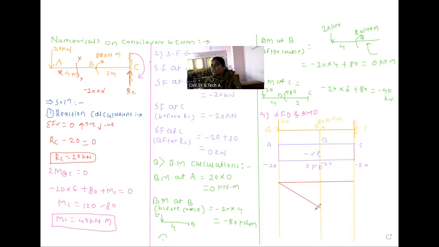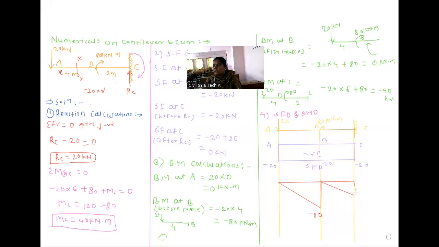So at B, before the couple, the bending moment is minus 80. After that, at B, after the couple, the bending moment is how much? Zero. That means this line will reach our baseline, so here zero value is there. After that, bending moment at C. Bending moment at C is minus 40. Again, the same fundamental is there: X raised to power is 1. That's why the equation is an inclined straight line and the value is minus 40.